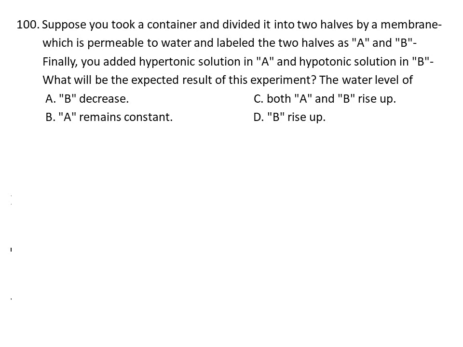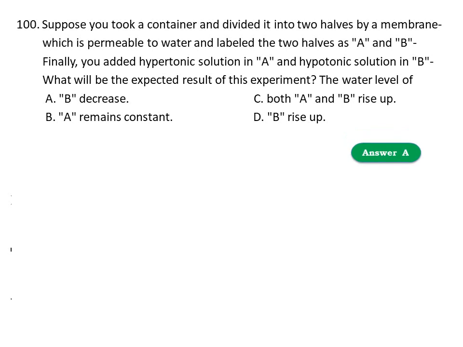Question number 100. Suppose you took a container and divided it into 2 halves by a membrane which is impermeable to water. Label the 2 halves A and B. Finally, you add hypertonic solution to A and hypotonic solution to B. What will be the expected result of this experiment? The water level of B is decreased, and the water level of A rises, so the answer will be A.